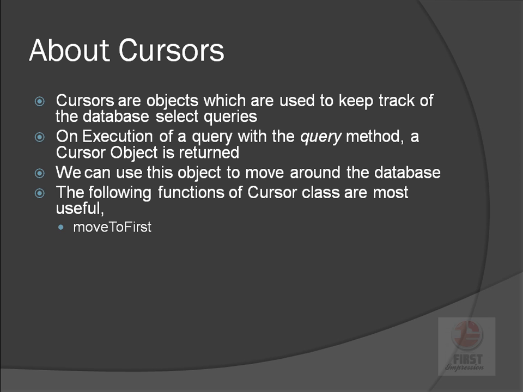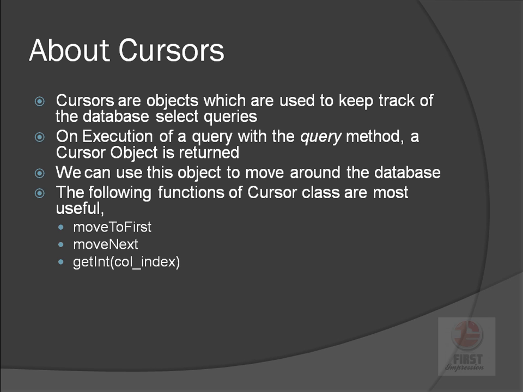Whenever you say move to first, your cursor will move to the first record in the database. Then you will say move next, it will move to the next record. You will say get int in the column index. So suppose your first argument was the ID. When you say get int 0, it will get you the ID of the current record.